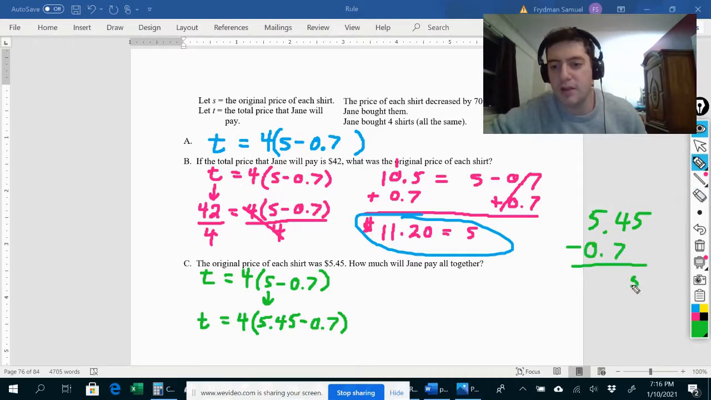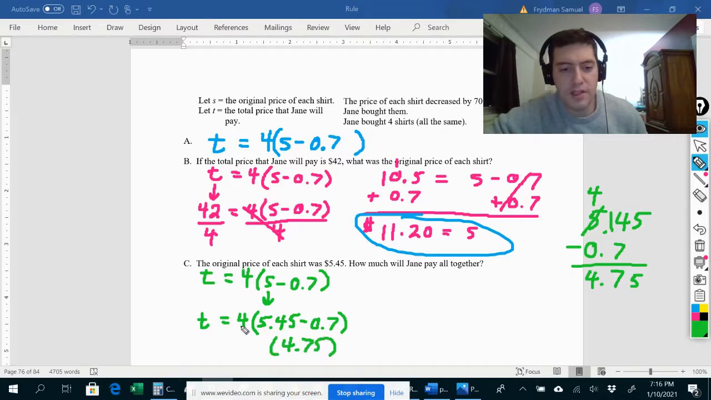So 5 minus nothing now is 5. 4, well, I can't take 7 away from 4, so let's borrow from the 5. That becomes a 4, right? We just reduce this by 1. Then put a 1 next to here. 14 minus 7 is 7. And then I'm going to get here 4.75. Okay, and then I still have this 4 here, so times 4. So the total is 4 times 4.75. So let's go ahead and do that.